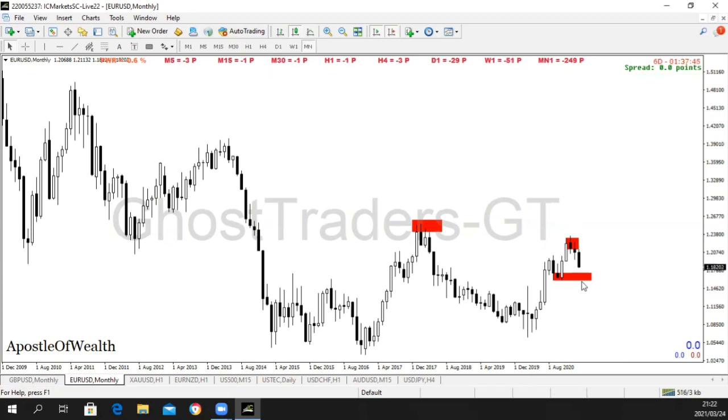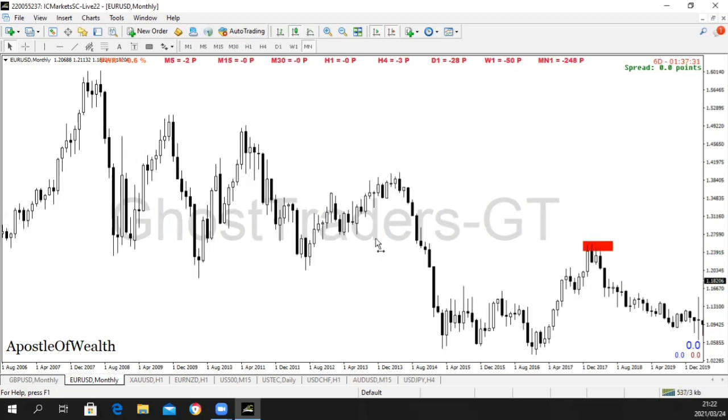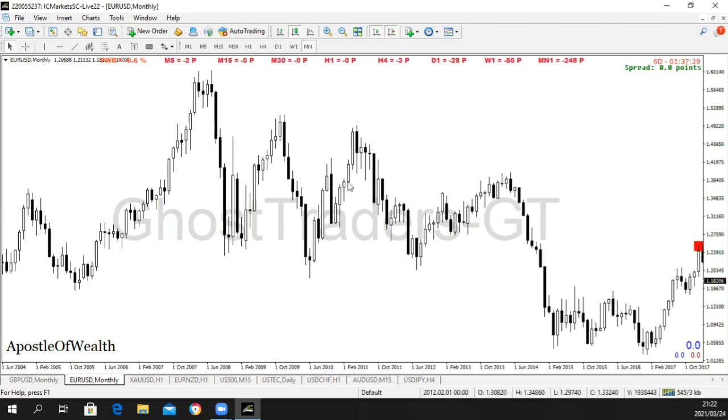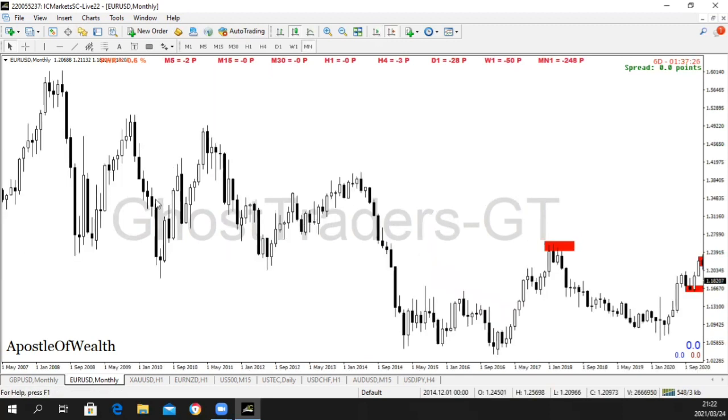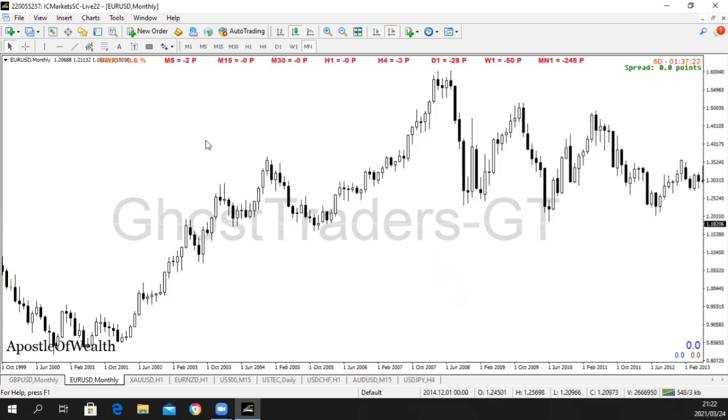Okay, so basically, if it fails to collect the liquidity up top or make a higher high, then it's going to collect the liquidity at the bottom and make a lower low. Yes, definitely. Let's just go back and look at something.